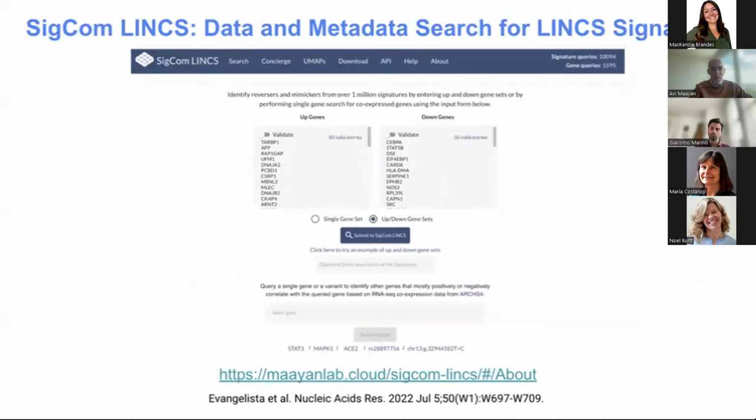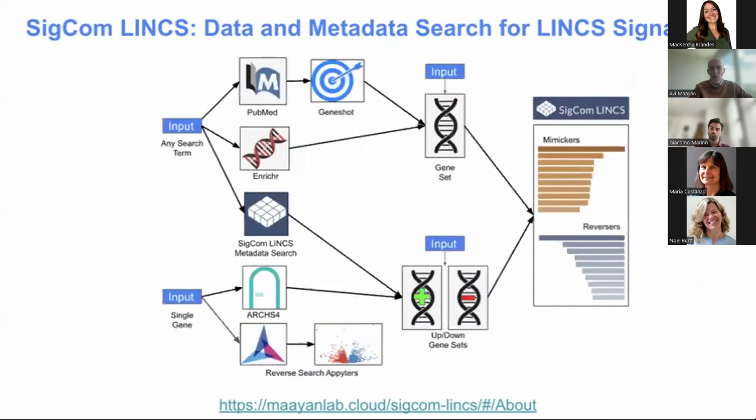If you don't have up and down genes, you can start with a single gene or a search term like a disease, and then there are different ways that you can convert a search term into an input that you can submit to SigCom LINCS for getting those prioritized compounds. So the program has different sources of inputs: either a single gene, a gene set, up and down gene sets, or any search term.